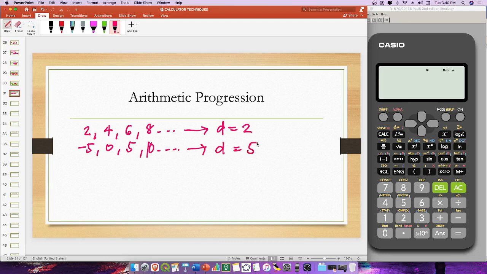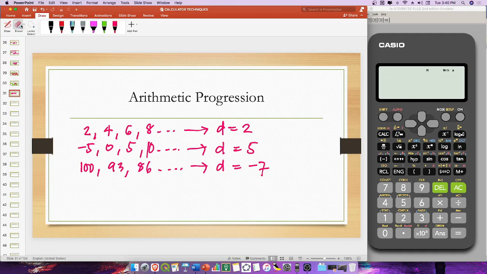Let's have another example here. Let's say I have 100, and then 93, and 86, and so on. So in this example, we have a common difference of -7. So meaning to say, the common difference can be positive or negative. Positive if the numbers are increasing, negative if the numbers are decreasing.